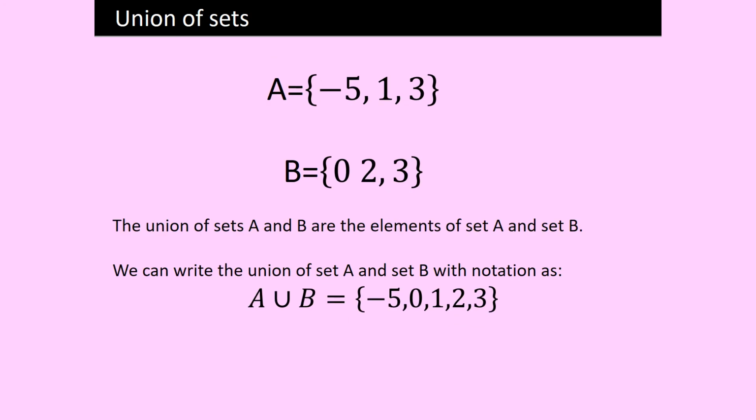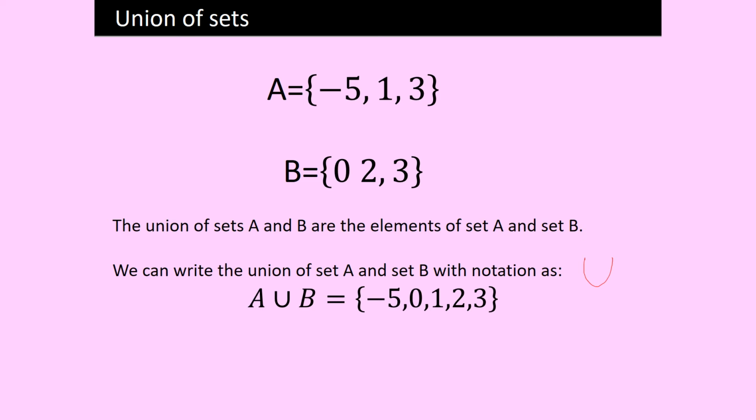The union of sets. So in our example, with our set A and set B, the union of set A and set B are the elements of both set A and set B. So we write the union with a big kind of capital U. And so A union B contains minus 5, 0, 1, 2, and 3, because it contains all the elements in A and also all the elements in B.